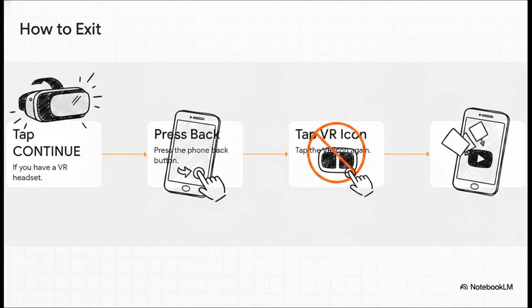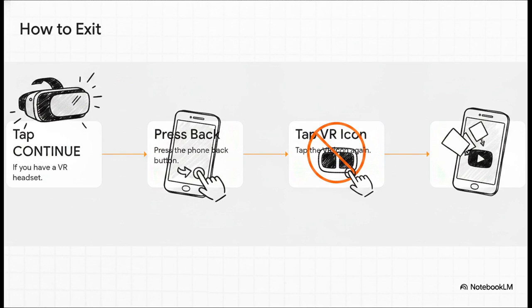Okay, it's time for your step-by-step rescue guide. Step 1, if you actually do have a VR headset handy and you meant to do this, well, just tap continue and have fun. But assuming you want out, here are your escape routes. Route A is super simple. Just press the back button on your phone. That physical or digital back swipe is usually enough to kick it right out of the mode.